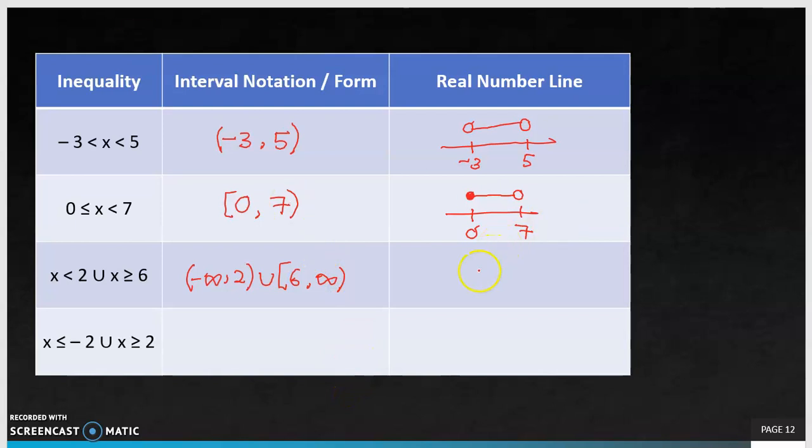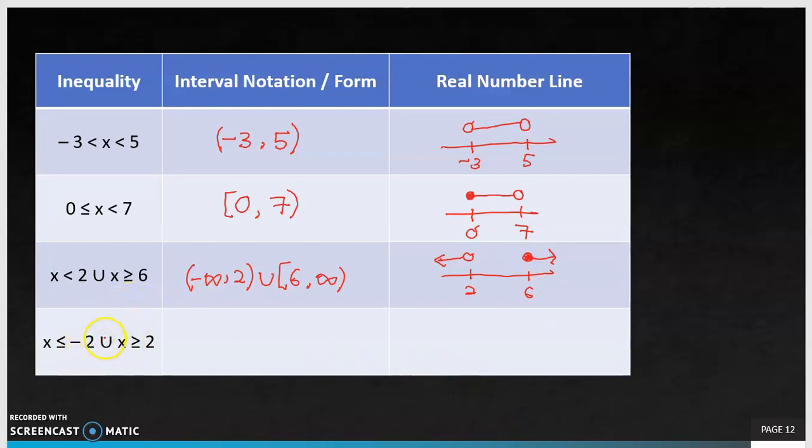In the real number line form, again we have two values: 2 and 6. 2 is not included, 6 is included. For the value of 2, it approaches negative infinity, so the arrow must point to the left. Whereas for the value of 6, it approaches positive infinity, so the arrow should point to the right.